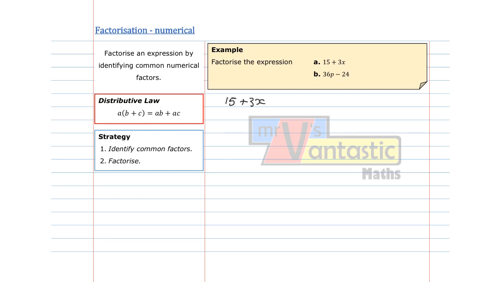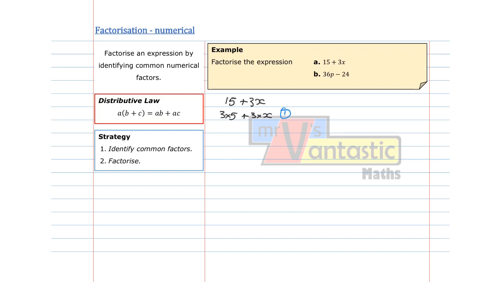And the way we're going to do that is we're going to have to look at both of these terms, 15 and 3x, and look at what they have in common with each other. So I'm going to look for common factors. Now looking at 15 and 3x, they have one common factor that I can see. 15 can be rewritten as 3 times 5, and 3x is the same as 3 times x. And hopefully you'll see, well, these both have this 3 in front.